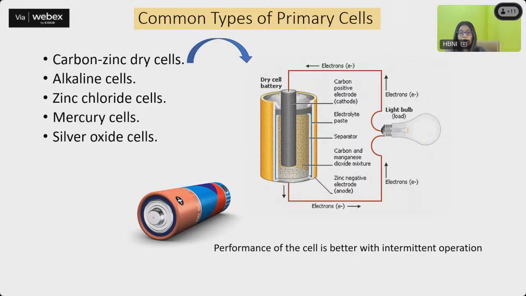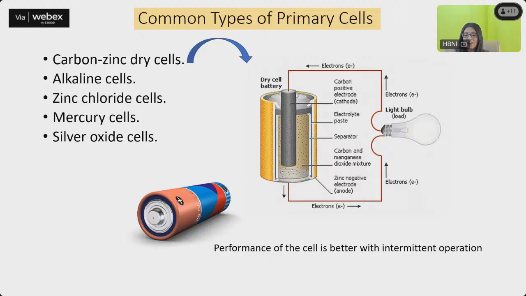So what are the common types of primary cells? You find the carbon zinc dry cell. You also have alkaline cells, zinc chloride cells, mercury cells, and silver oxide cells. Out of these, mercury cells are now typically phased out because mercury is extremely toxic and nobody wants to use it. So what you have in the market as primary cells are mostly carbon zinc cells, alkaline cells, zinc chloride cells, and silver oxide cells.